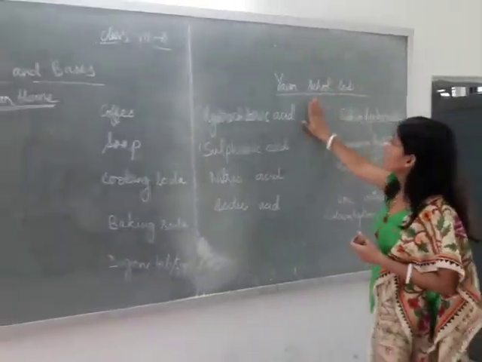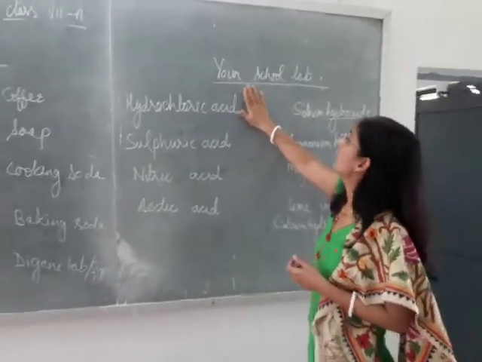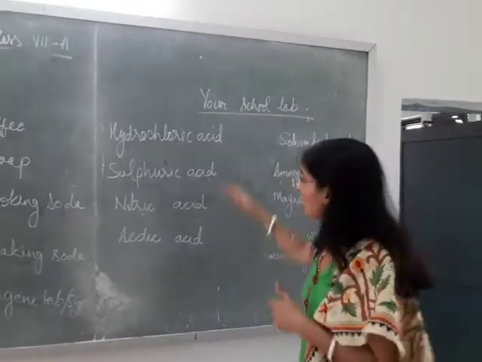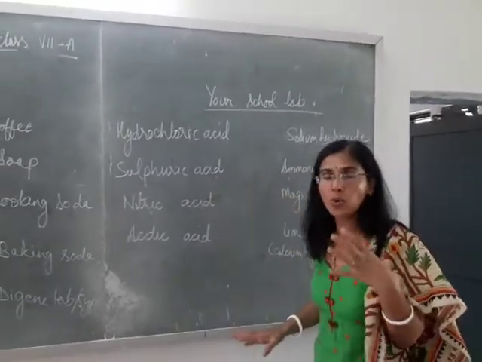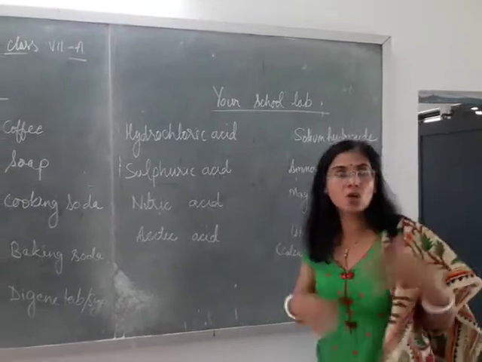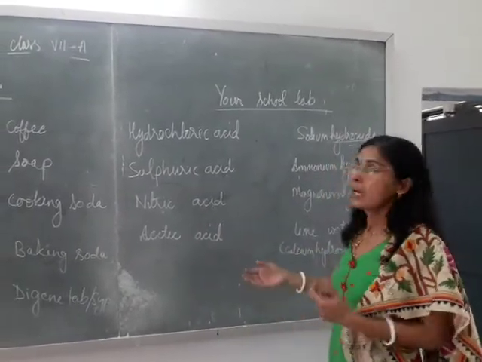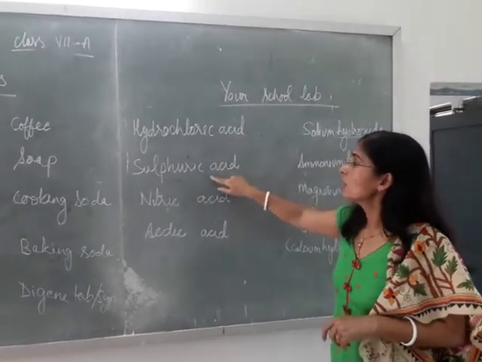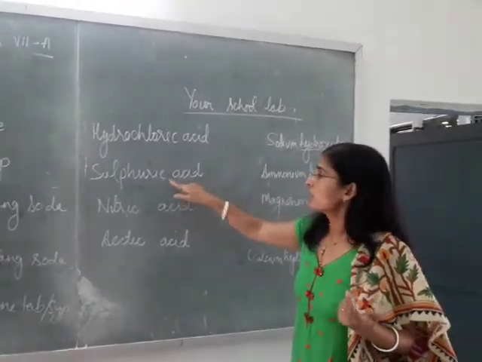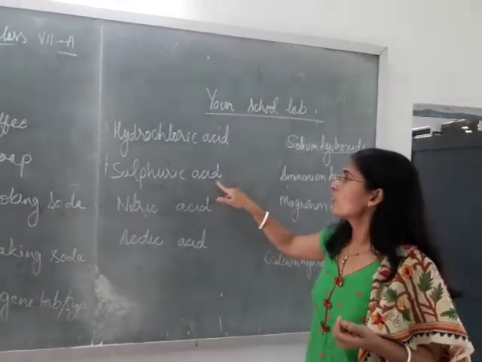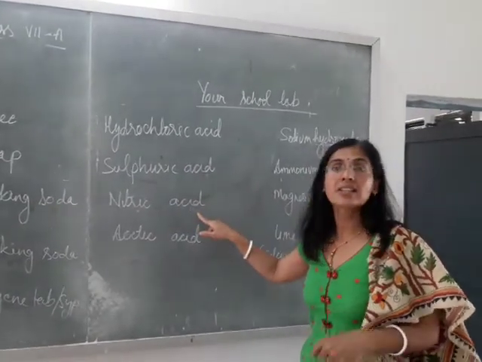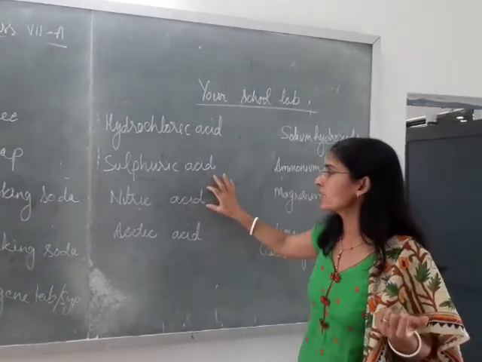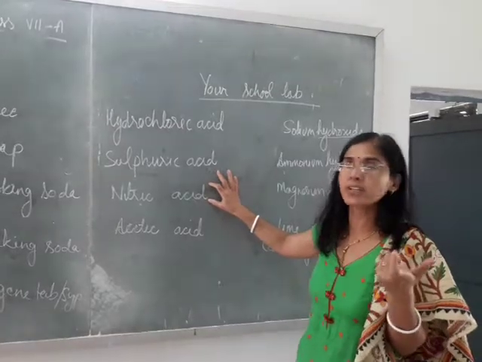Then coming to this very important part, children, your school laboratory having acids and bases. Today I shall be only demonstrating a few of the acids and bases which are commonly found in your labs along with the indicators. Hydrochloric acid is one of them, very common. Sulfuric acid is again very common acid found in laboratories. Nitric acid is again very important and very common acid found in laboratories. It is mainly used for the cleaning of laboratory apparatus.